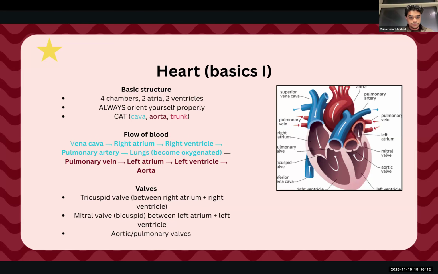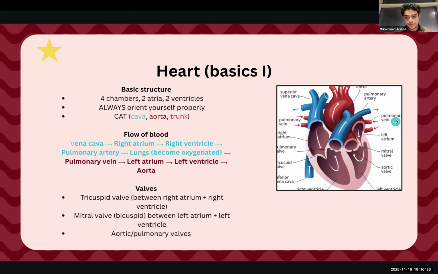Next up, we'll talk about the flow of the blood within the heart. So blood, which is deoxygenated, comes through the vena cava, through the right atrium, through the right ventricle, out through the pulmonary artery, and then it goes to the lungs where it becomes oxygenated. So I highlighted this in blue. I need you to know that this part is called the pulmonary circulation.